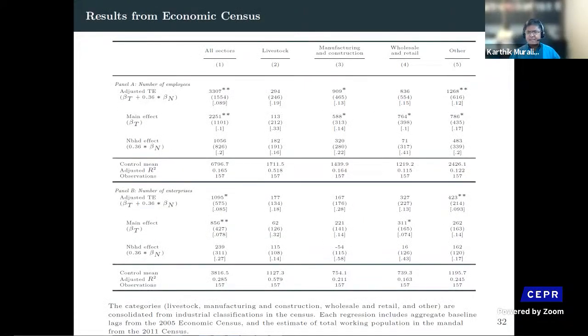And then this is in the employment census, the economic census, where you see the significant increase in the number of non-agricultural employees and the number of non-agricultural enterprises.